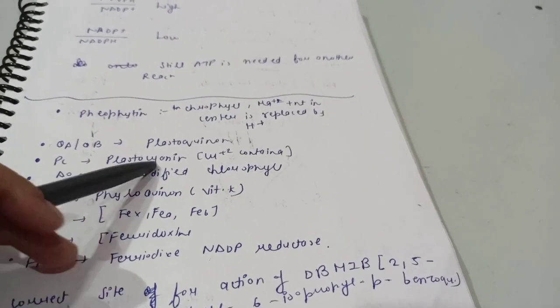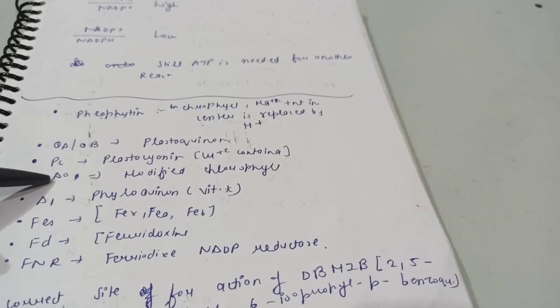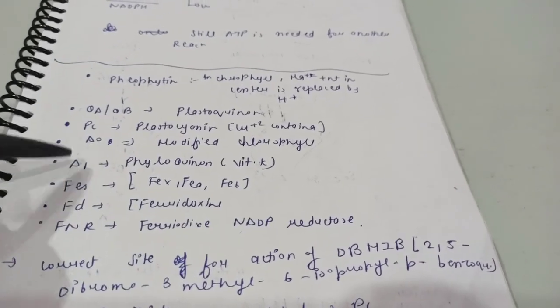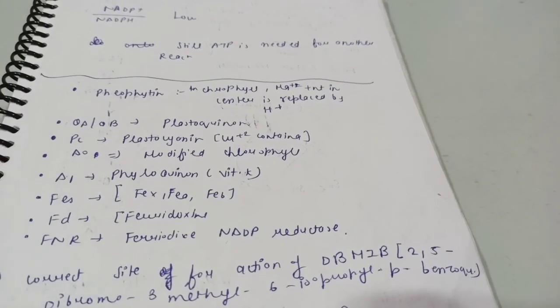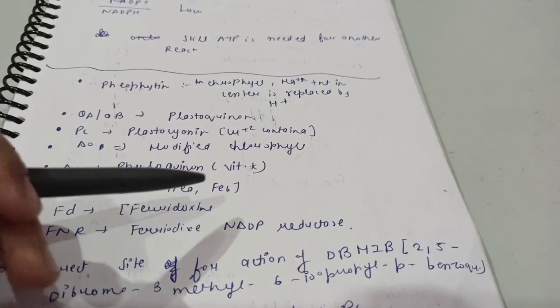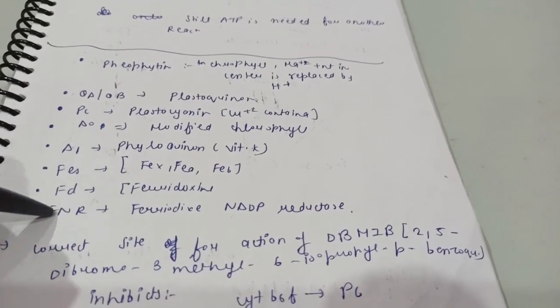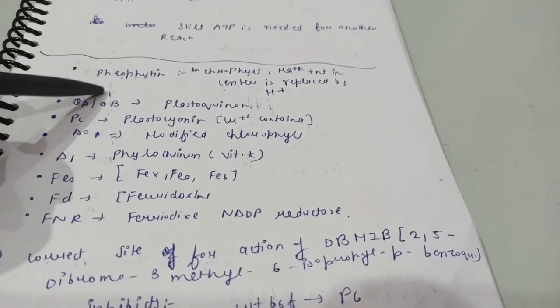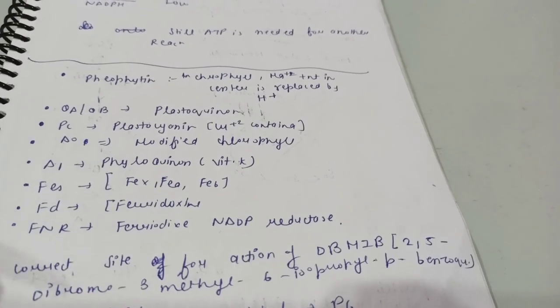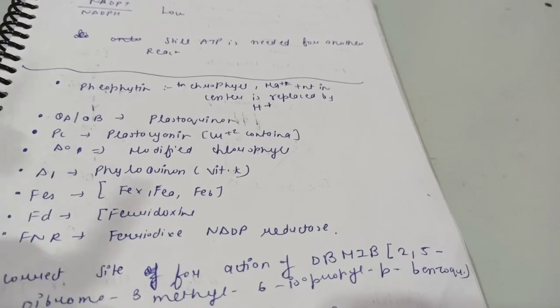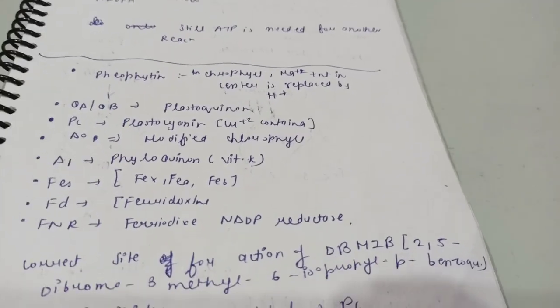PC is plastocyanin, in which copper is present. A0 is the modified chlorophyll. A1 is a phylloquinone, that is vitamin K. FeS, FeX, A, B, ferredoxin, NADP reductase. So you have to learn the names because this is the detailed meaning of all the terms that we have discussed in the cyclic and non-cyclic reactions.